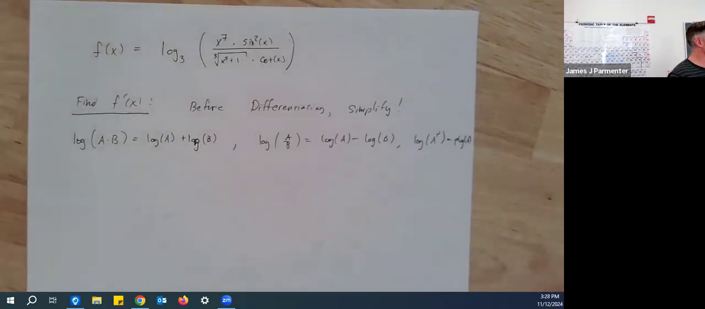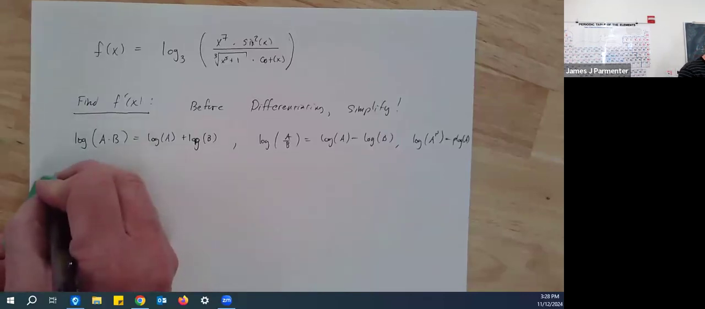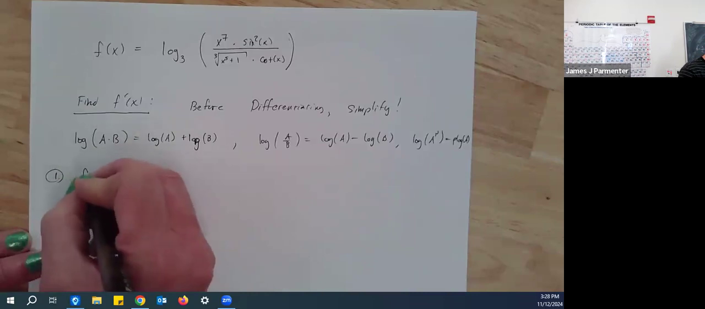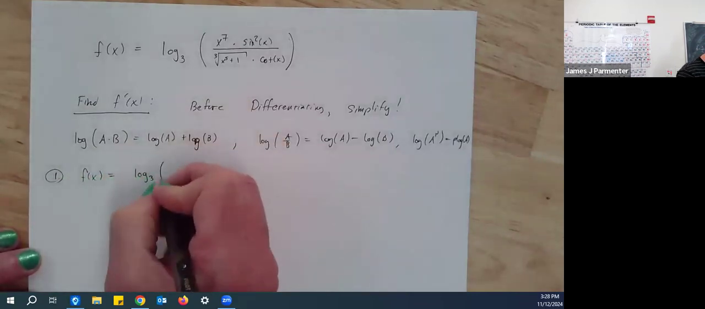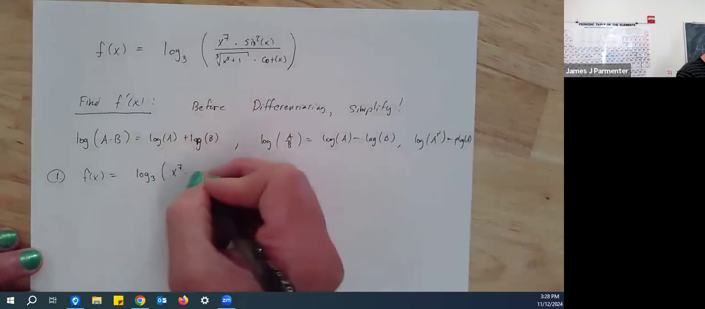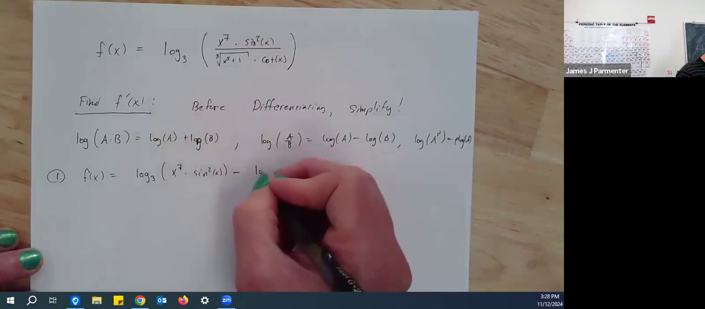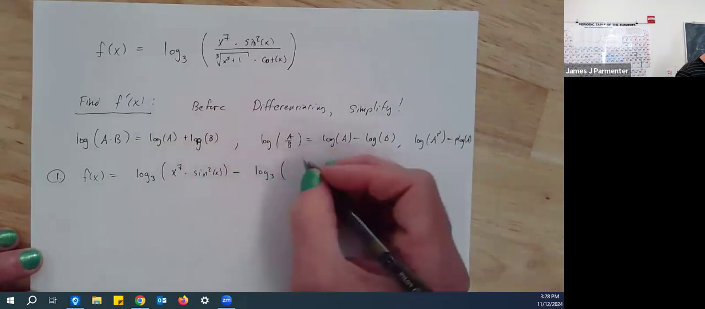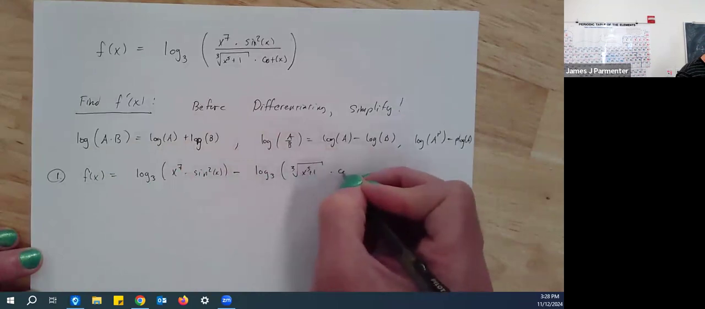So those are the logarithm rules we're using to break this apart into 4 different logarithms and then differentiate after we bring down the powers. So step 1, simplify. f of x we're going to rewrite as log base 3 of x to the 7th times sine squared of x, minus log base 3 of the cube root of x to the 5th plus 1 times cotangent of x.